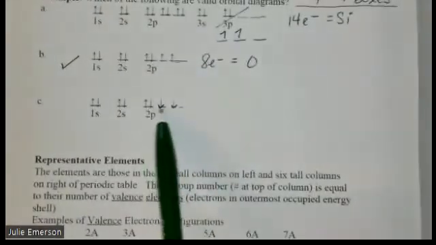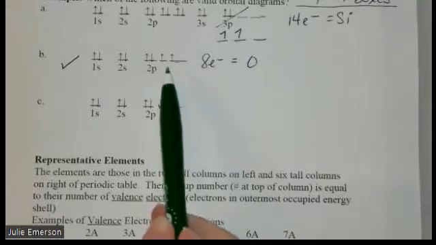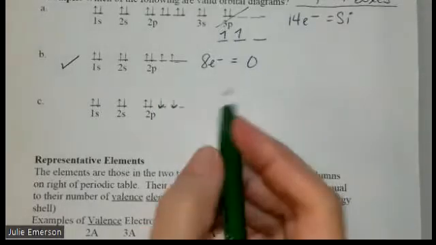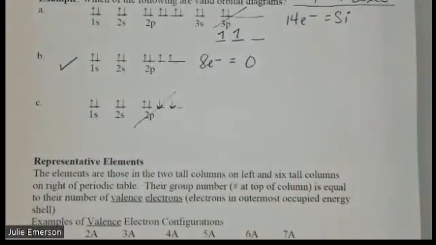So this right here is not valid because those 2 electrons right here at the end, those should be arrow up, right? So that won't work.